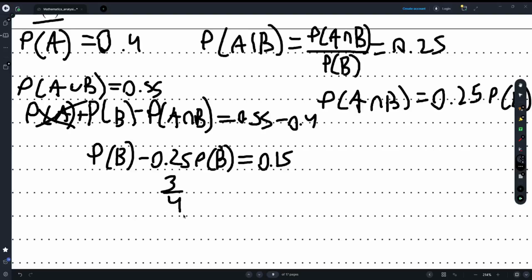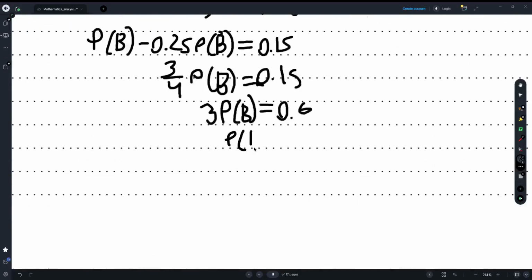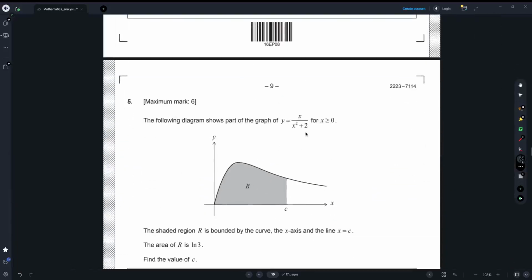3 by 4 PB is 0.15. So 3 P of B is 0.6, this times 4. So P of B will just be 0.2. Perfect.